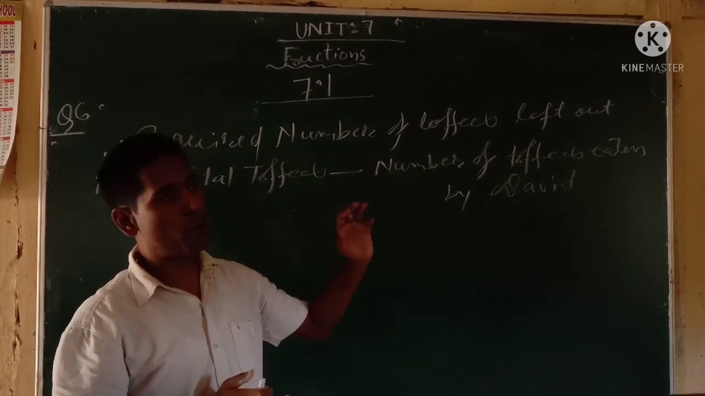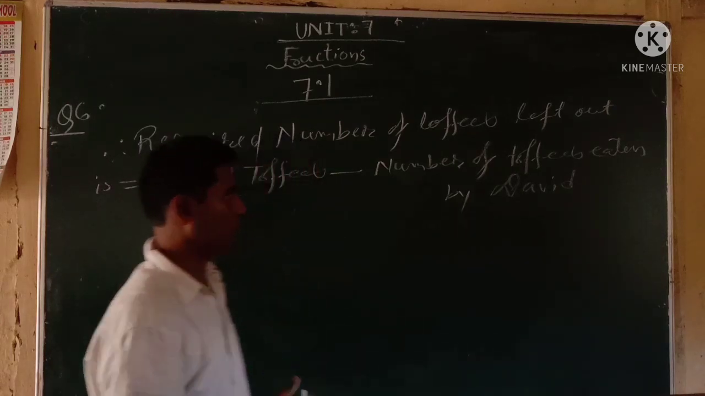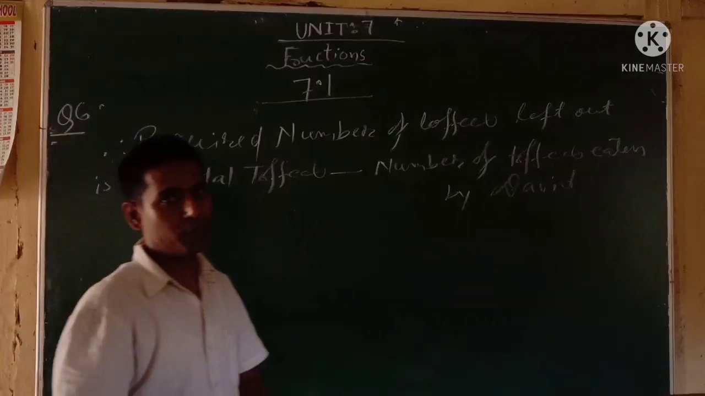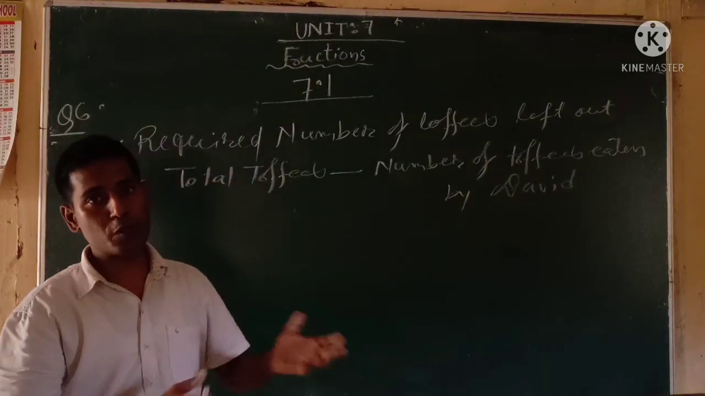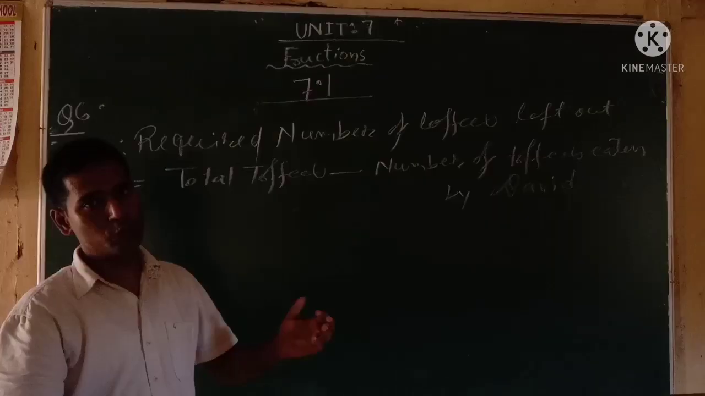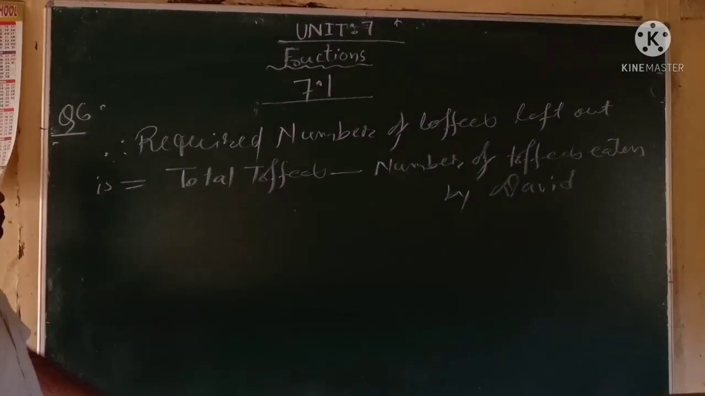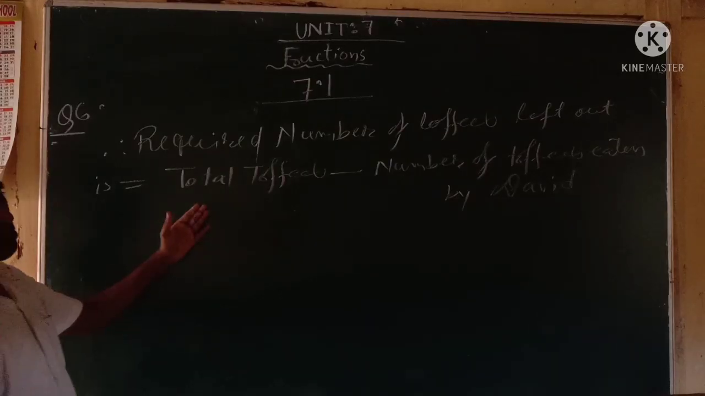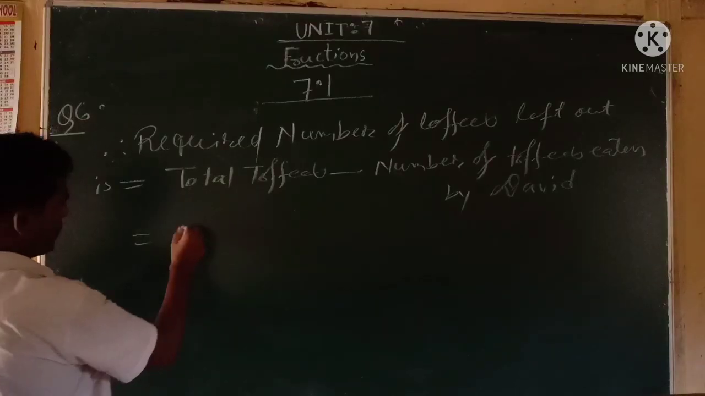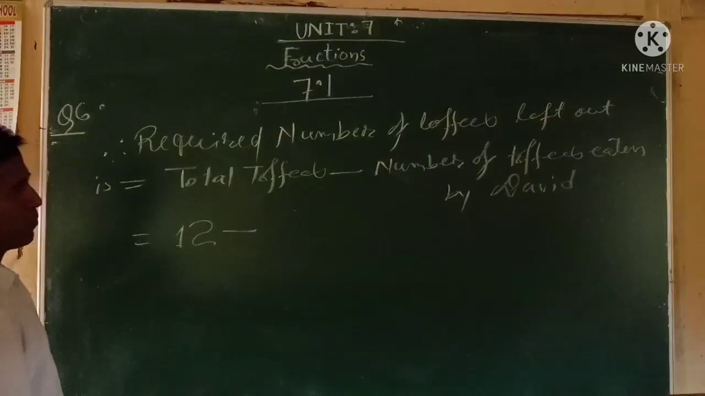Okay, our solution is over. I'm showing you another way, a shortcut, how you can find out in one step. Okay, don't do both the parts while solving. If this same question comes in exam, or while you solve yourself, you don't do both the parts together. Either do it how I have shown the first part, or you can do the other way also. I'm showing you a shortcut process. Required number of toffees left out is total toffees minus number of toffees eaten by David. Now total toffees you've got 12 toffees. 12 minus the number of toffees eaten by David.